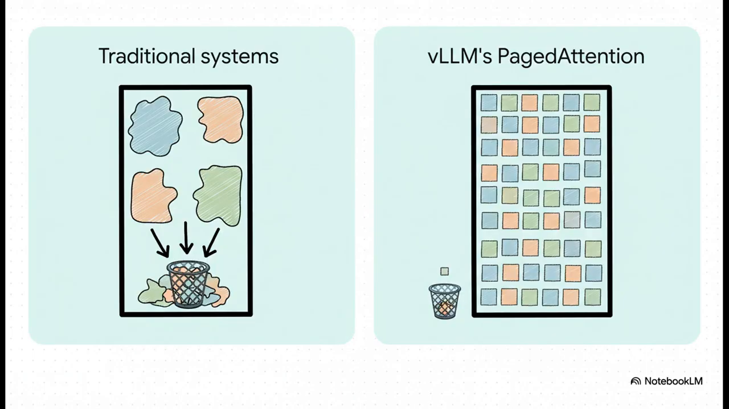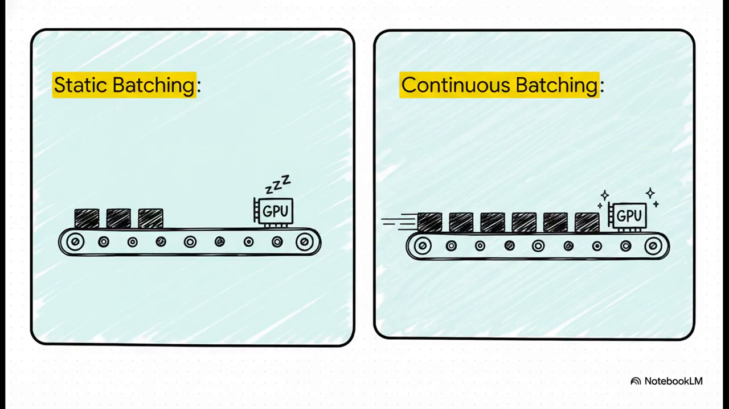So how does vLLM fix this? With its first big innovation, PagedAttention. It's a genius idea they borrowed from how computer operating systems have managed memory for decades. It breaks that big, clunky KV cache into small, easy-to-manage chunks or pages. And this one simple but brilliant change reduces that memory waste to almost nothing, sometimes as low as just 4%. The second big idea is continuous batching.